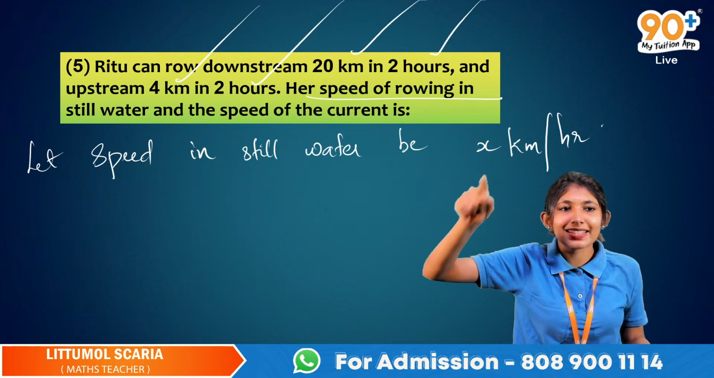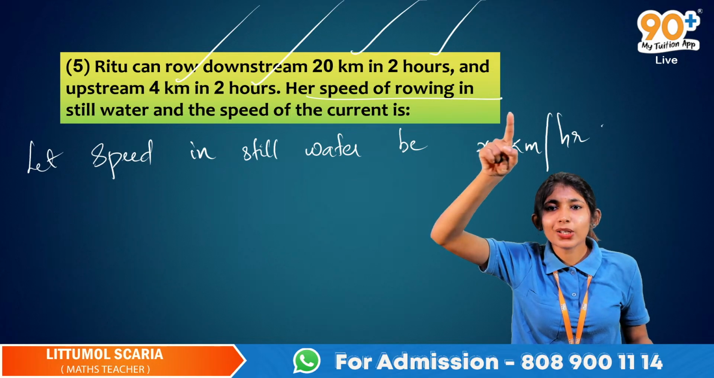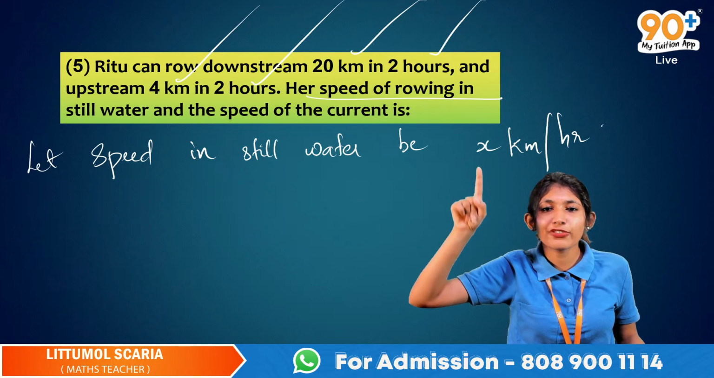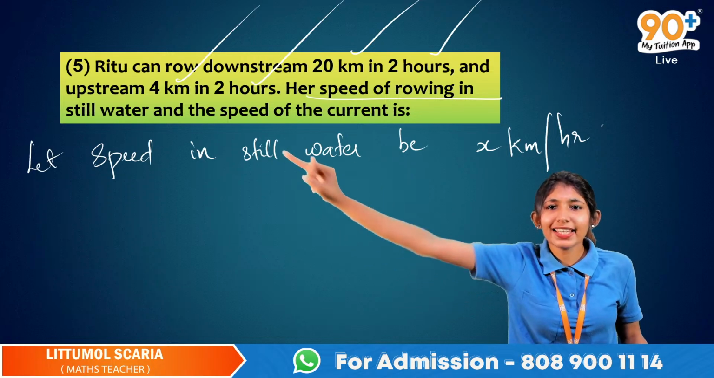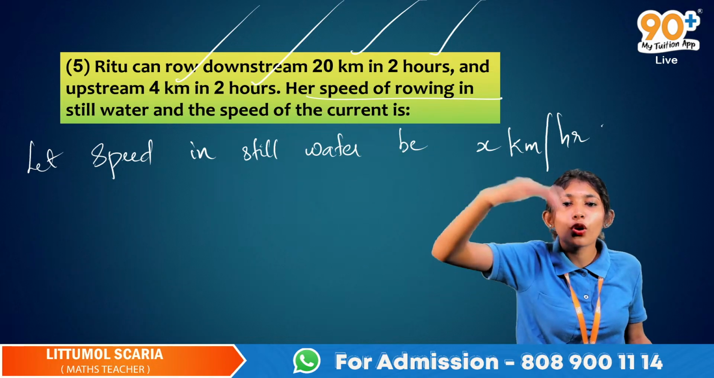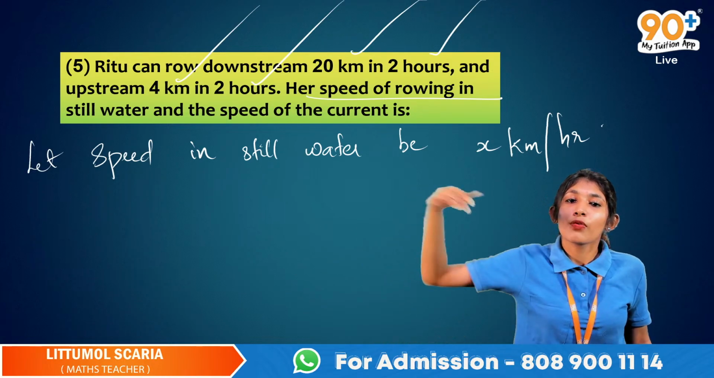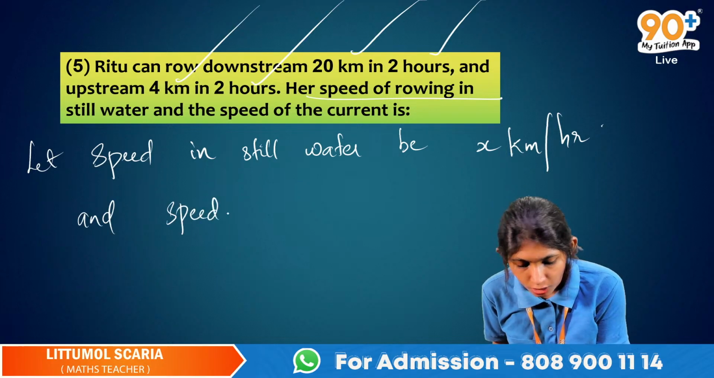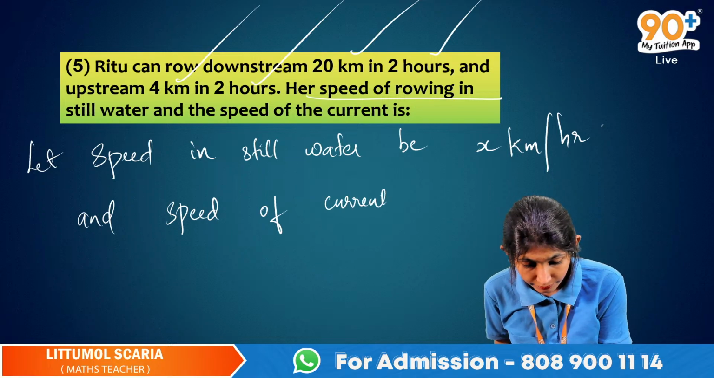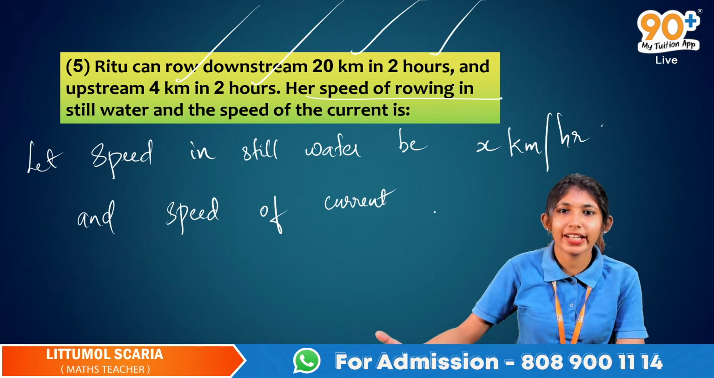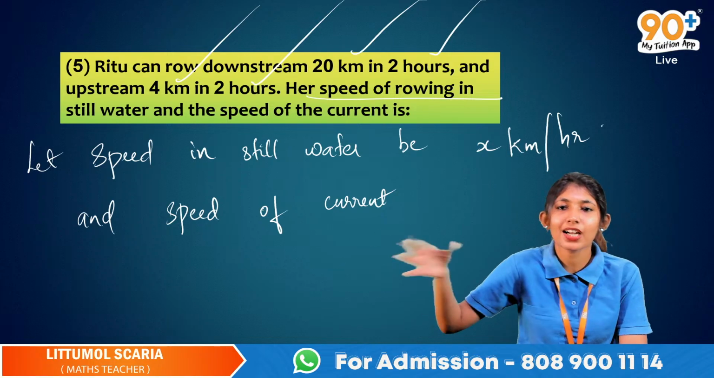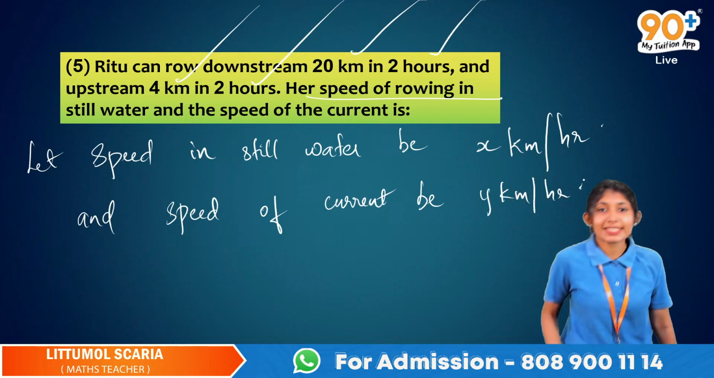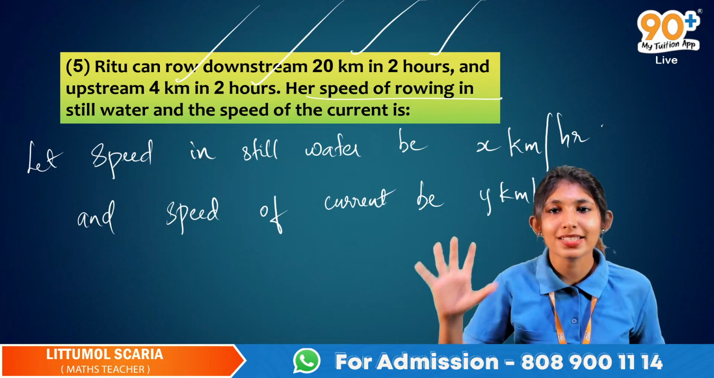Why did I take it as x? That is the question. Her speed of rowing in still water, what is it? That's the first unknown variable. Second thing, speed of the current. What do we mean by current? Water flow. The speed of the current, or water flow, or speed of the stream, is what is asked. Let the speed of current be y km/h. We got x and we got y. Now we go to the question.